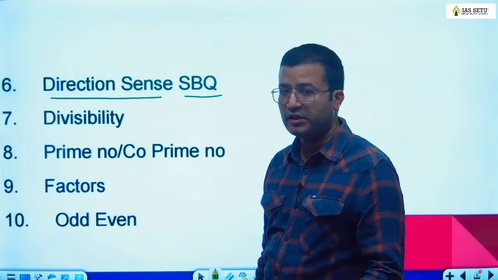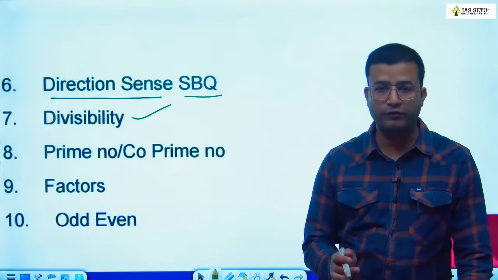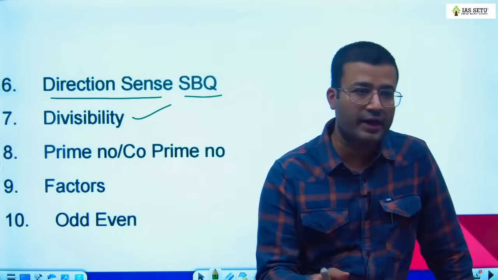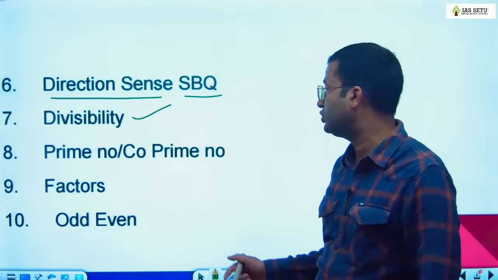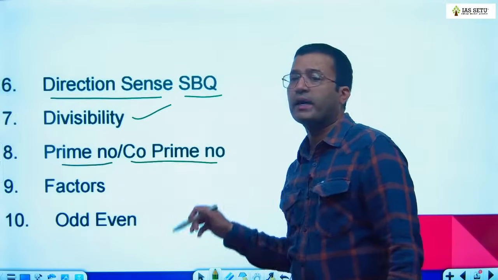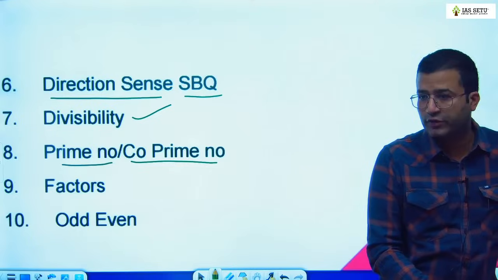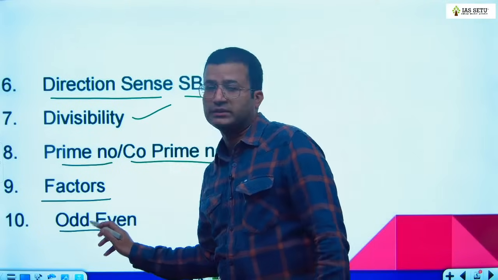Number system, very important. In number system, divisibility rule. In any form it can be asked. Maybe a direct question, maybe an indirect question, maybe two concepts combined together can be asked as a question. Prime number, co-prime number, composite number, that can be asked in any form. Factors, odd even concept.